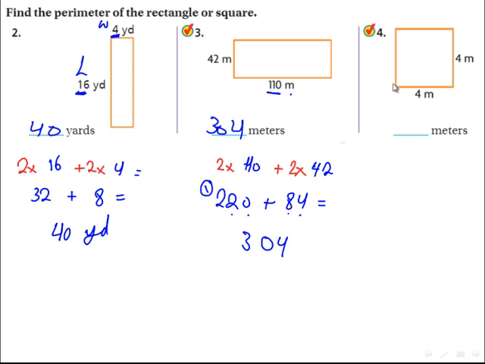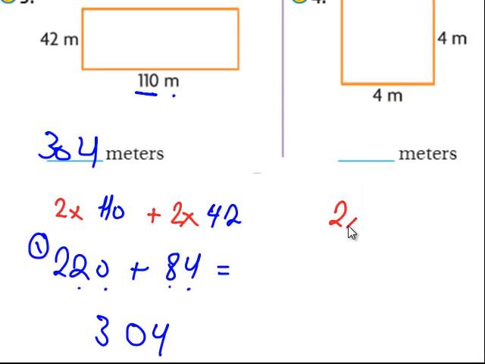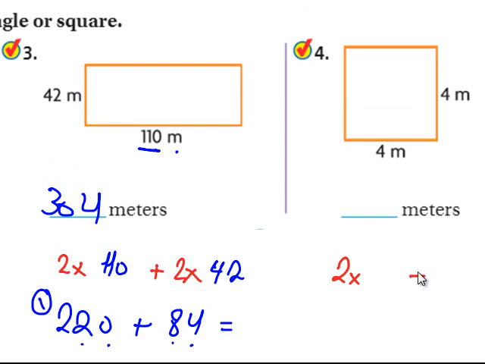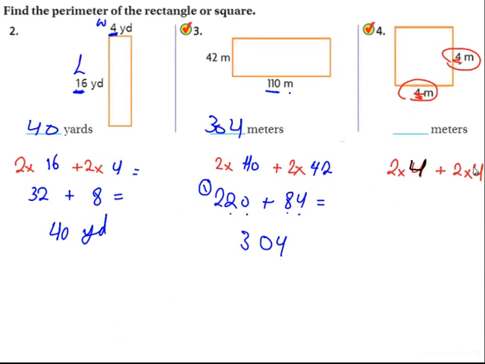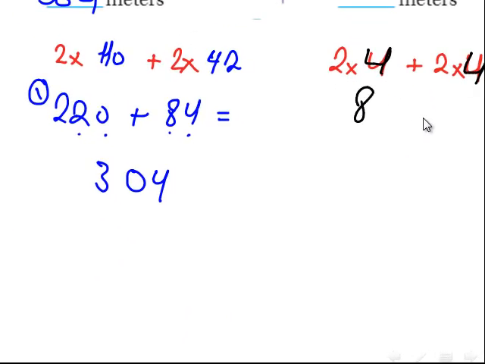I have a square and I'm going to apply the same formula. 2 by what plus 2 by what? The length is 4 and the width is also 4. And this is a fact in the square. It has the same side lengths. So 2 by 4 plus 2 by 4. 2 by 4 plus 2 by 4 equals 8.